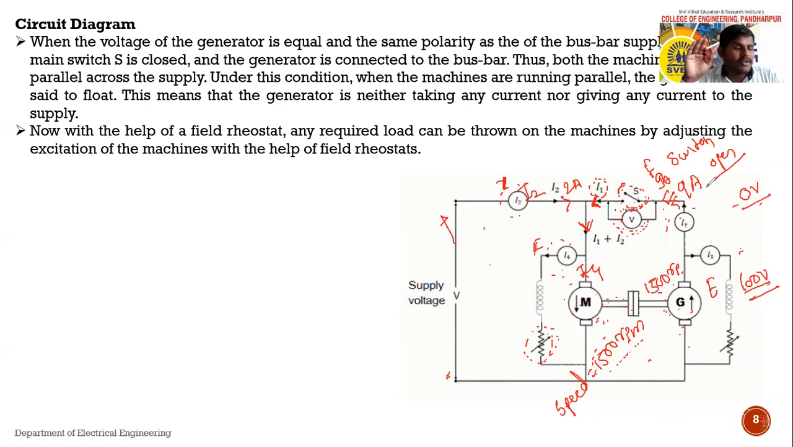Now see, when we are closing the switch or when we are observing the voltage 0, this can be done by varying the rheostat which is connected in series with the field winding.